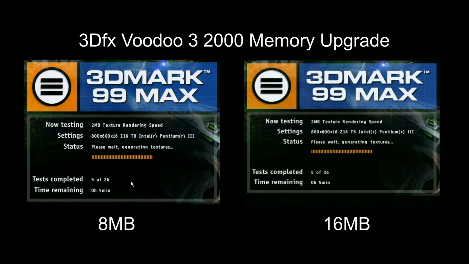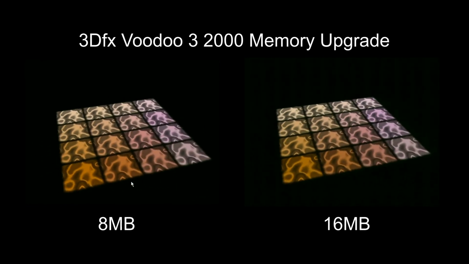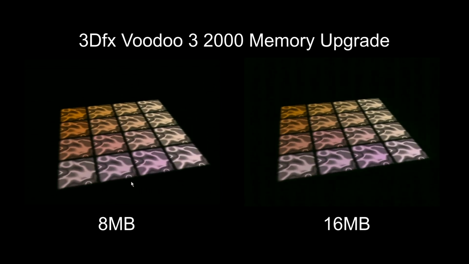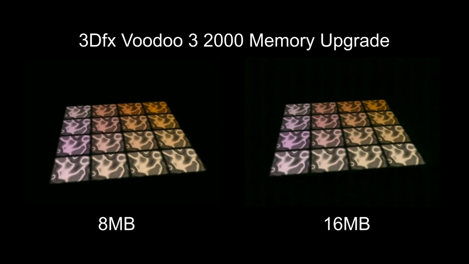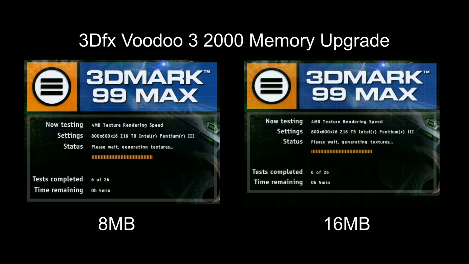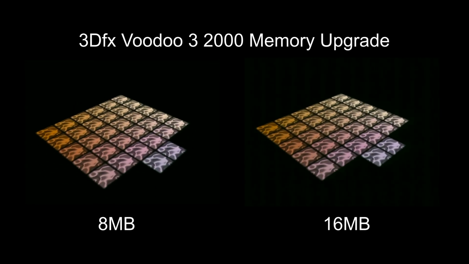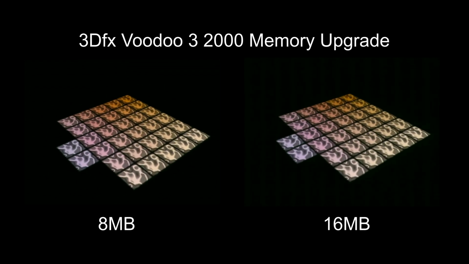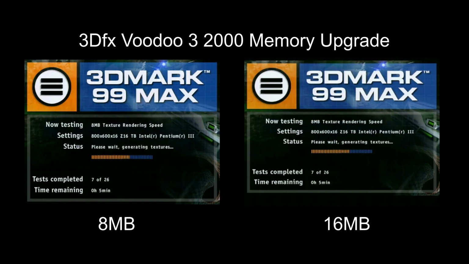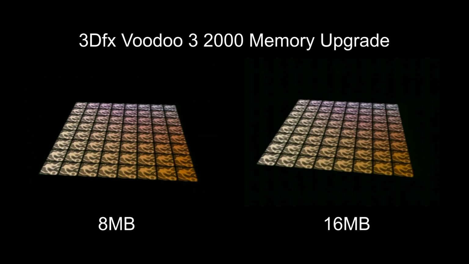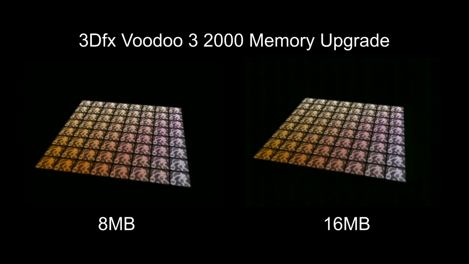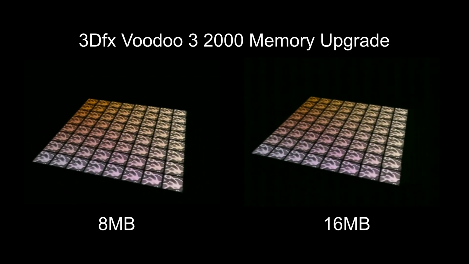There were two benchmarks in particular that absolutely fell on their faces with the 8 megabytes of memory that were great with 16 megabytes, even with a PCI Voodoo in the same system. And that is the 4 megabyte and 8 megabyte texture benchmarks. As you can see, there's a significant difference in performance when the GPU isn't constantly fetching textures from memory. The difference is over 200 frames per second versus 30.